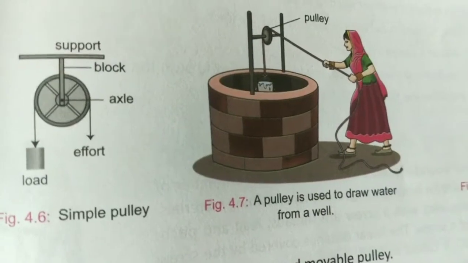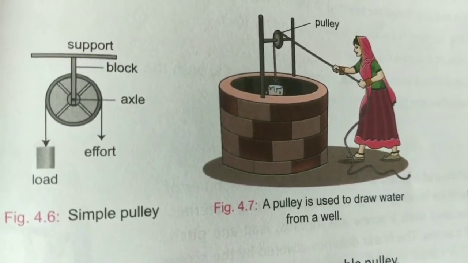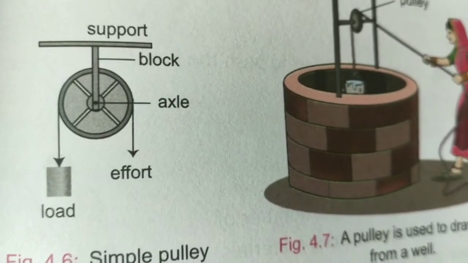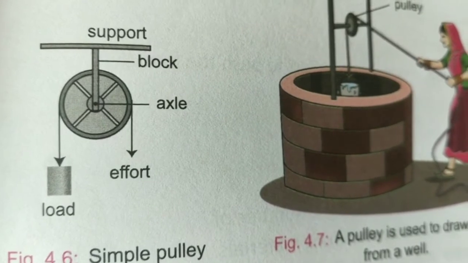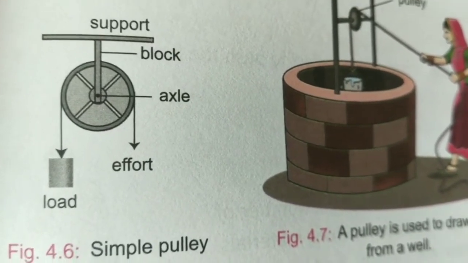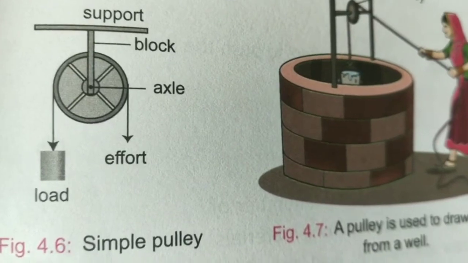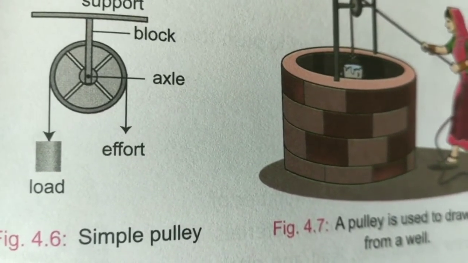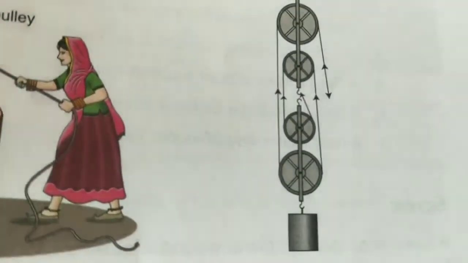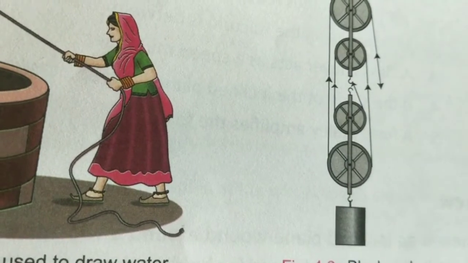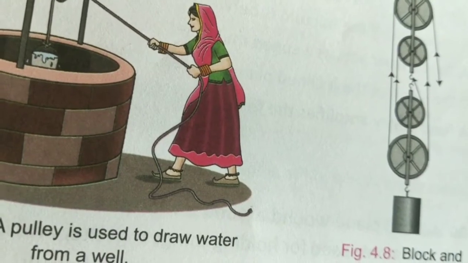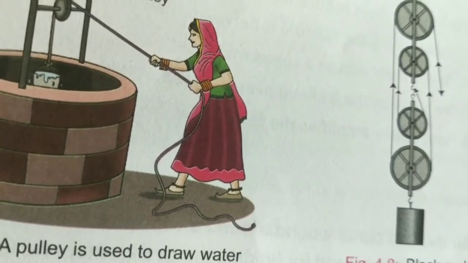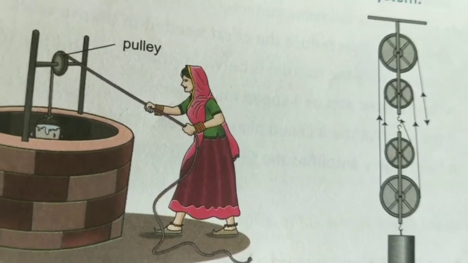So the pulley we use normally to draw the water from the well. If you see the structure, it is fixed to a support block, and there is an axle in the center. The block is the frame, and from one side the load is lifted, and on the other side the effort is applied. When we have to lift heavy loads, several pulleys are used together. So the force needed to lift the load reduces, and such an arrangement is called the block and tackle system.